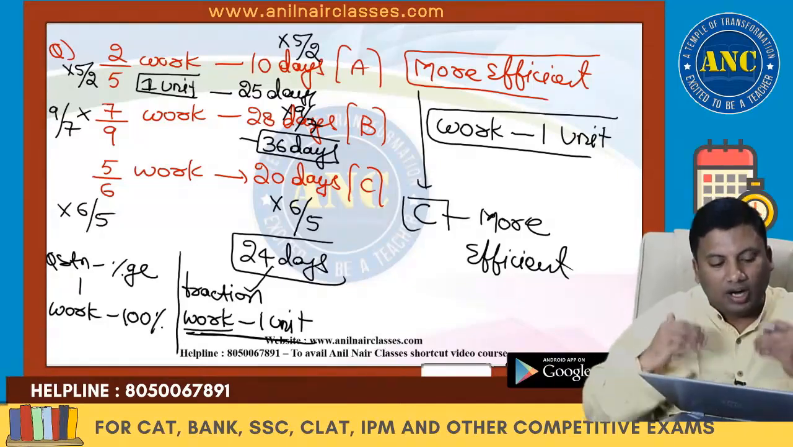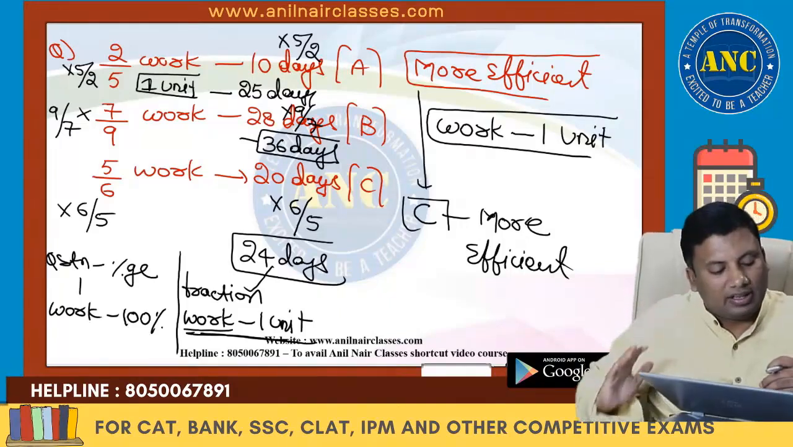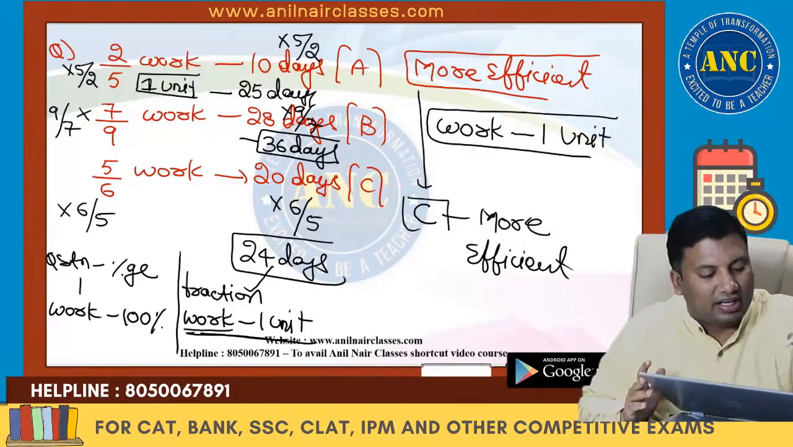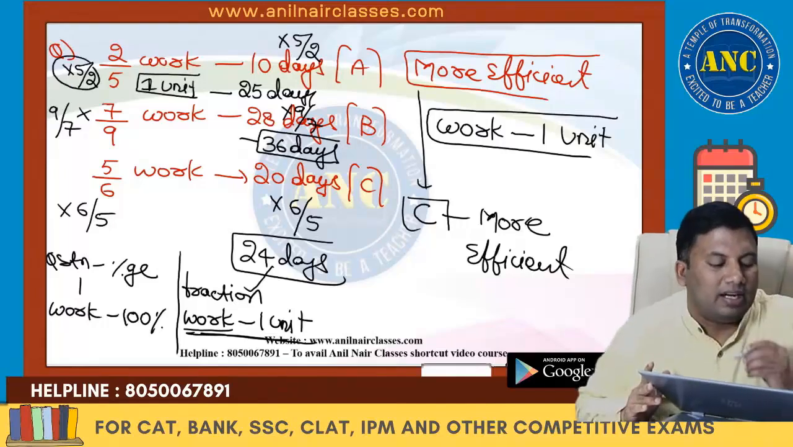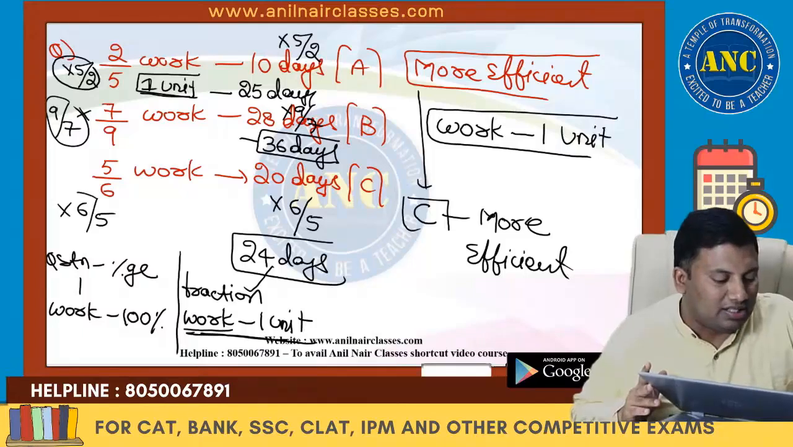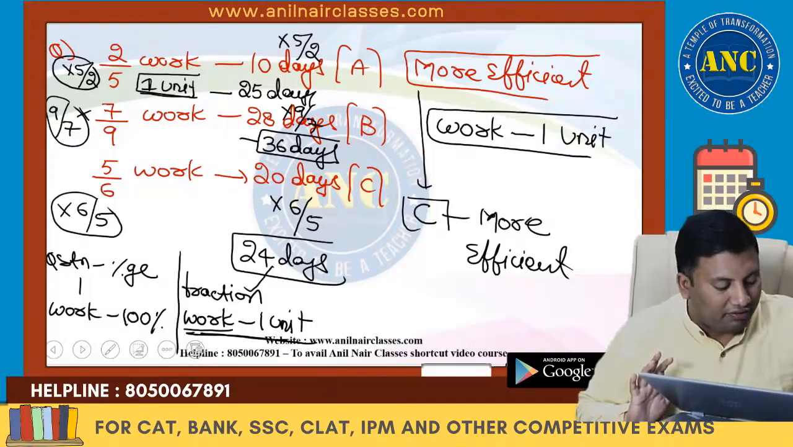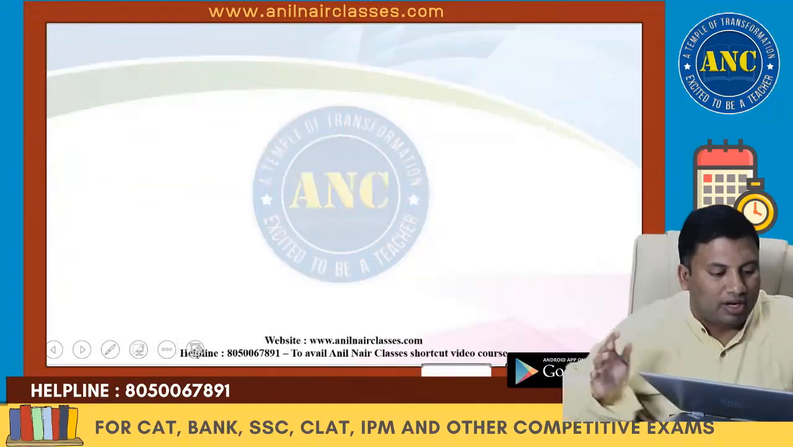Fundamentals first. Once the fundamentals are very right, then solving the problems becomes very easy. I hope you have understood why I multiplied by 5 by 2. I require 1 unit. Multiply by 9 by 7. Multiply by 6 by 5. C is said to be more efficient.